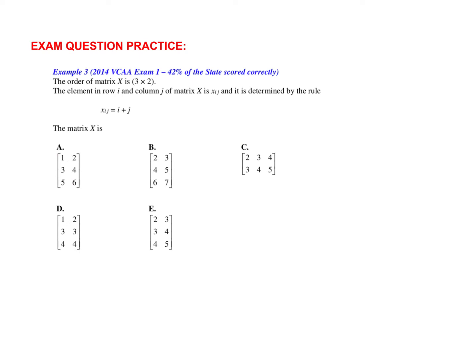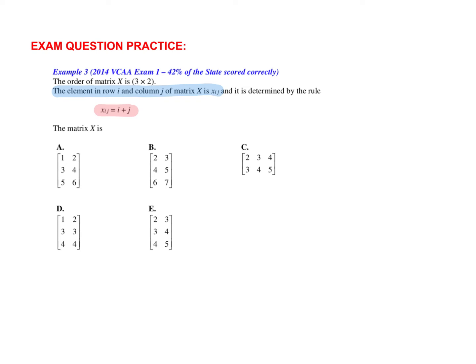So the order of the matrix X is a 3 by 2, and the element in row i and column j of matrix X is Xij. You're going to see this little statement written all the time in your questions. What it's telling you is i represents the row number and j represents the column number. They just have to state it. Now, they're saying that the rule to create this matrix, we're going to use this.